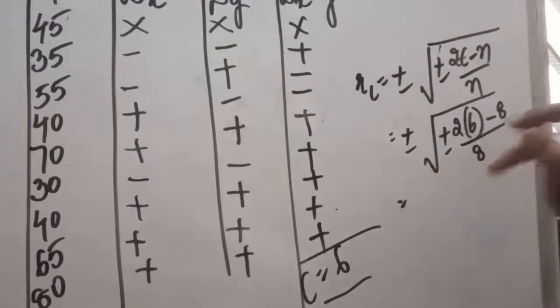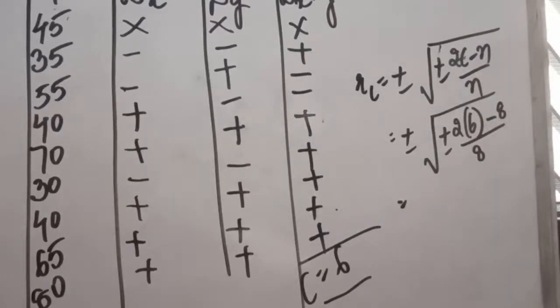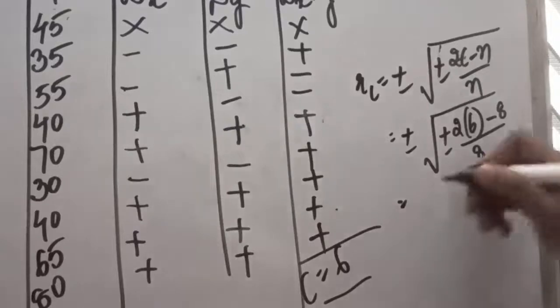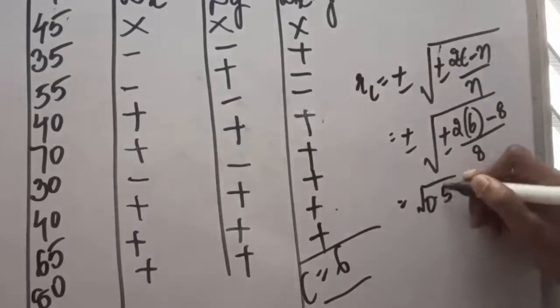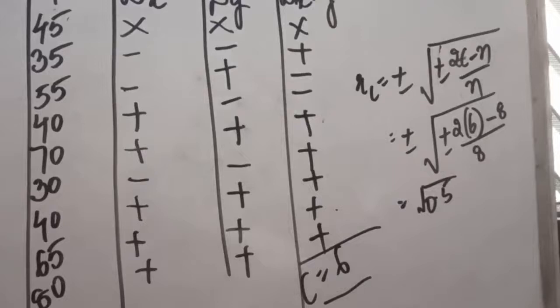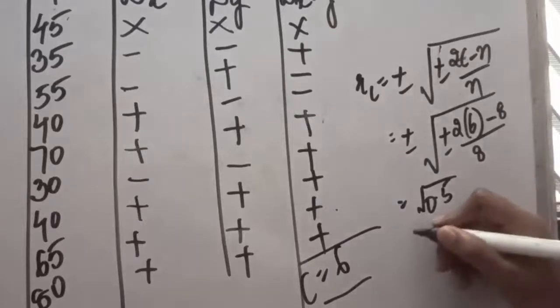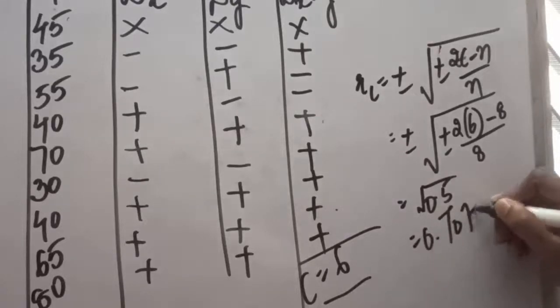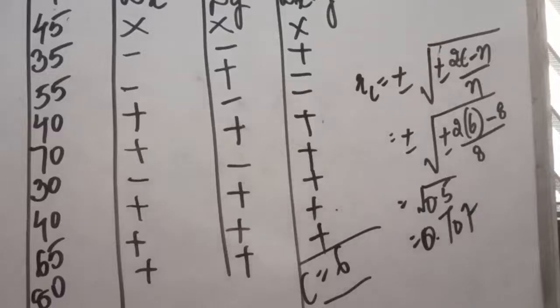So here we will solve 12 minus 8 upon 8. 12 minus 8 divided by 8 comes out to be 0.5. So we will take the square root of 0.5. Its square root comes out to be 0.707. So this is how concurrent deviation questions are solved.